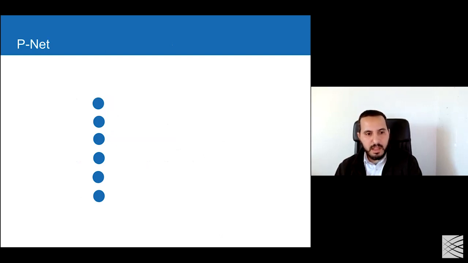In the first layer, we have a number of nodes corresponding to the number of features that you are interested in modeling. In the second layer, we have a set of nodes representing a set of genes that you are interested in modeling.